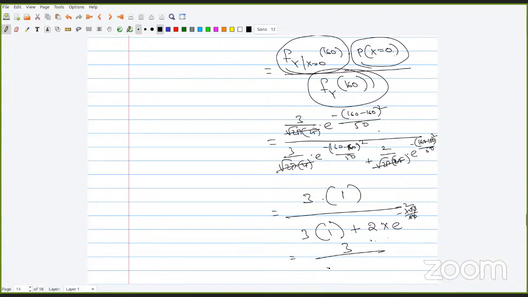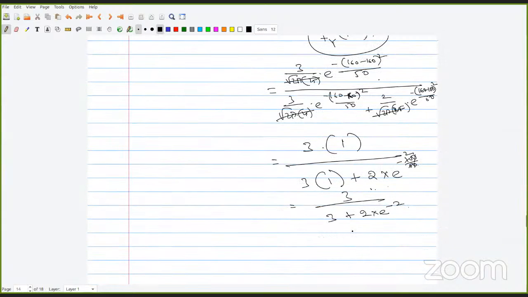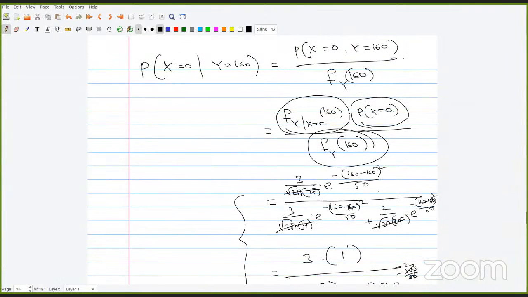So you just use the calculator. This will be like 3 by 3 plus 2 times e to the power minus 2. You can use the calculator and get the value of e to the power minus 2. So roughly, you will get 0.92. Just compute using the calculator. If we know the above steps, these are very easy steps. That is the computational part.